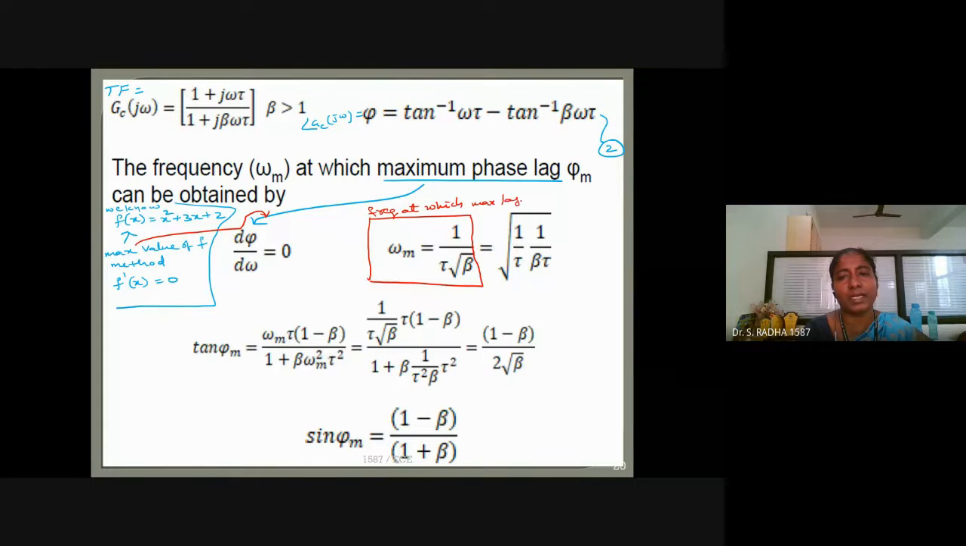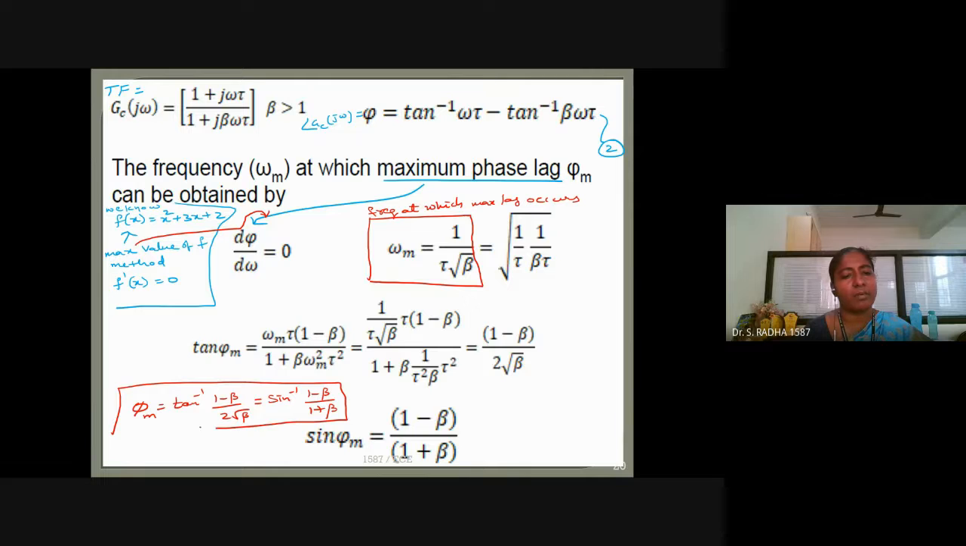The frequency at which maximum lag occurs is omega m. After doing all the previous calculations, when we calculate tan phi, it comes to 1 minus beta by 2 root beta, and sin phi is 1 minus beta by 1 plus beta. Phi m is the maximum lag, and we can write it as tan inverse of 1 minus beta by 2 root beta, otherwise sin inverse of 1 minus beta by 1 plus beta. This is the maximum lag in a lag compensator.